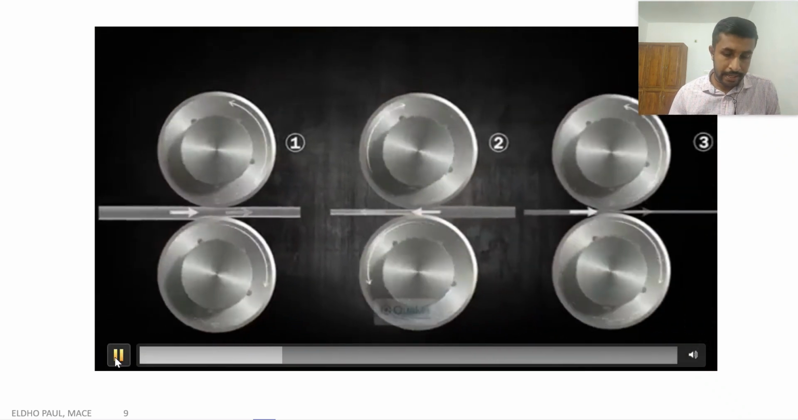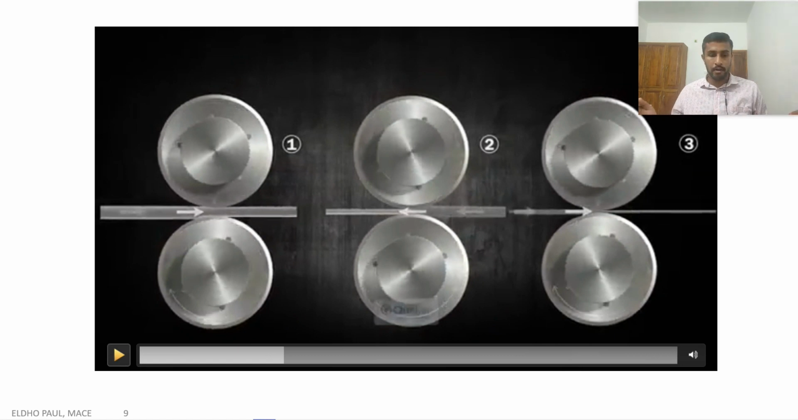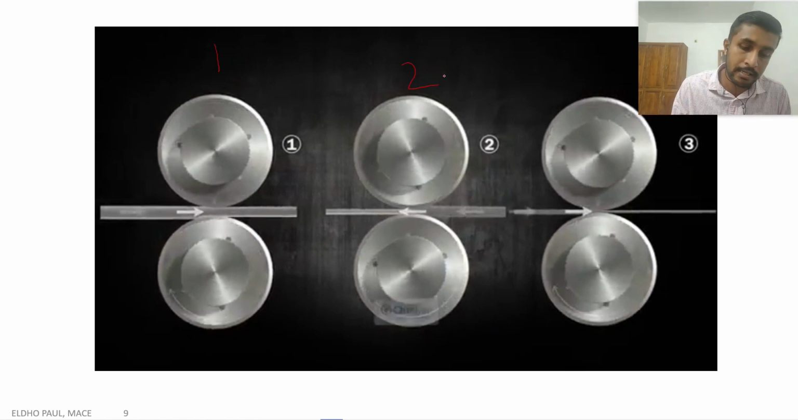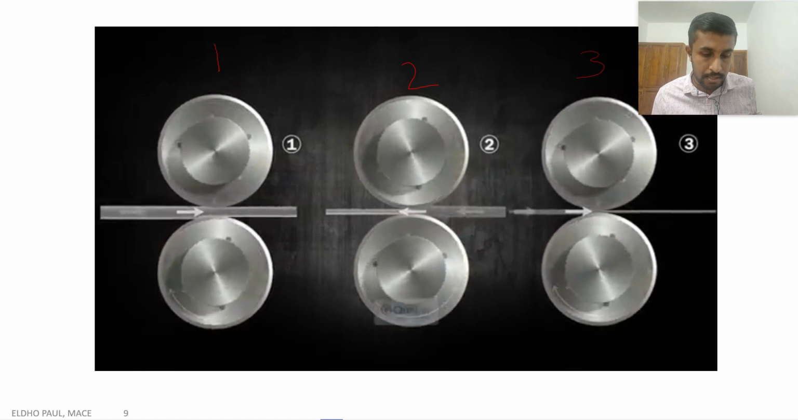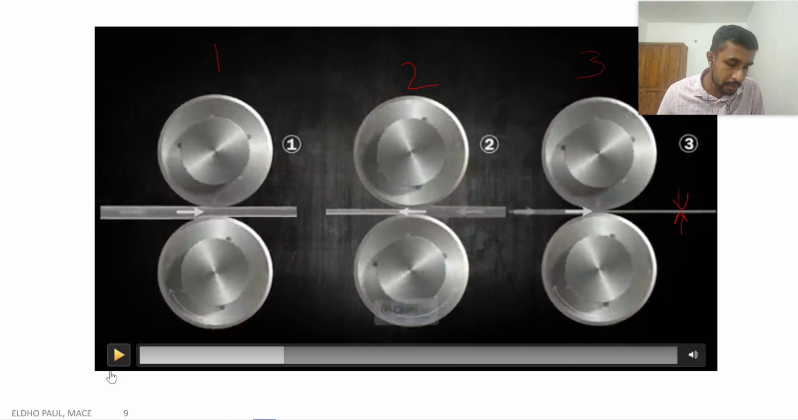For the higher reduction in thickness, we use a series of rollers. So here is the first set of rollers, second set of rollers, and this is the third set of rollers. We use a series of rollers, which is called tandem milling. By using this set of rollers, we get very high reduction at the end of the process. Using a single set of rollers, we cannot deform the material beyond a particular limit. We have a particular depth for deformation. So if we need a very high reduction, we use a set of rollers. Such type of deformation is called tandem milling.